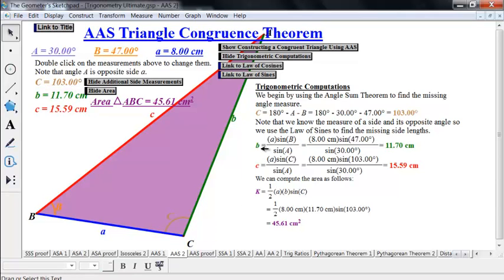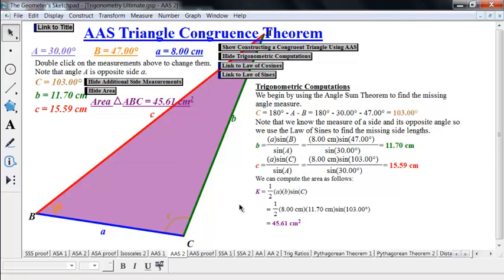So we want to find better measurements for those, more accurate. It's b, well, here it is, a sine B over sine A, and that should be 11.7. a sine C over sine A should be 15.59, and the area is 1/2 times a times b times sine of C, and that is about 45.61 square centimeters. So you can check that one out.